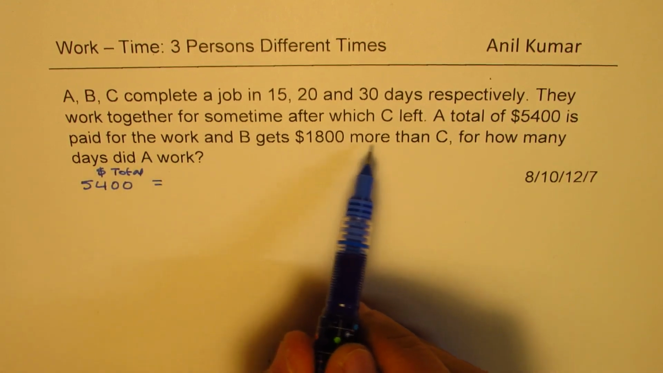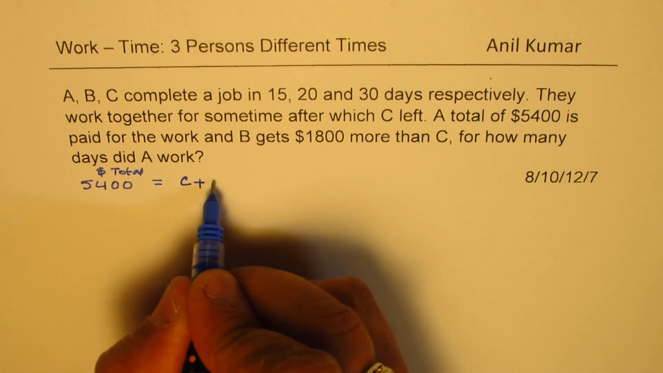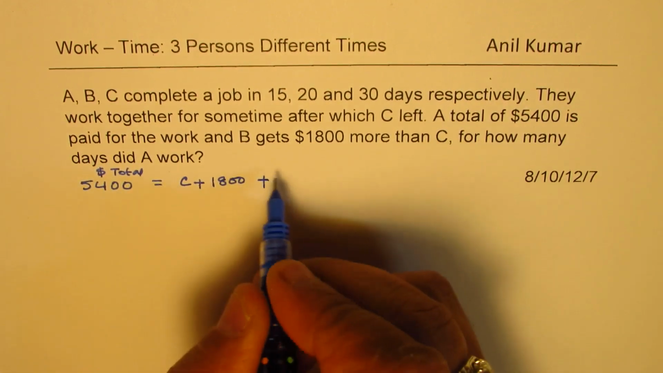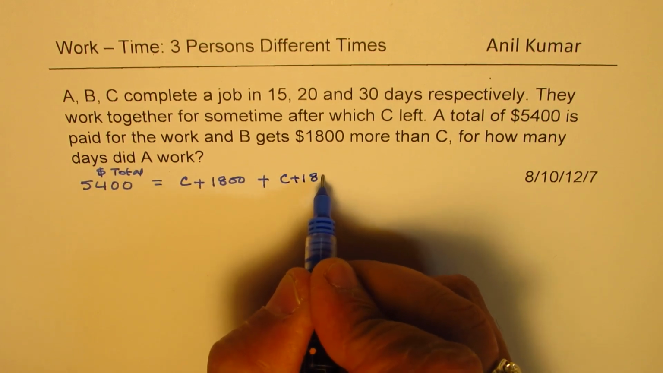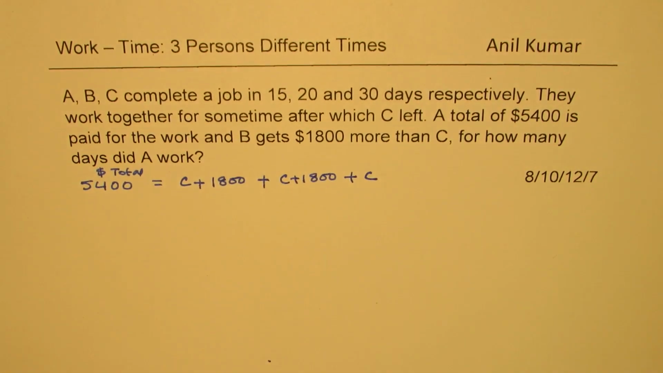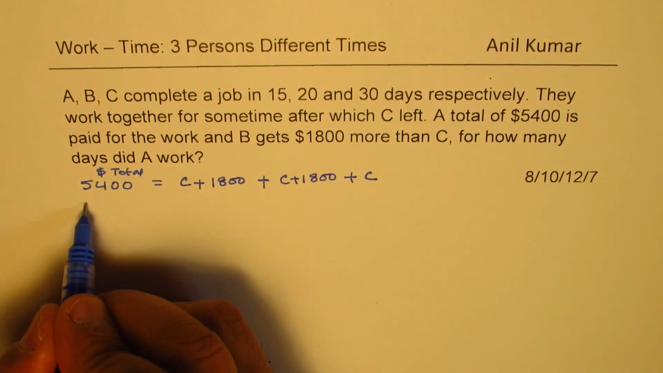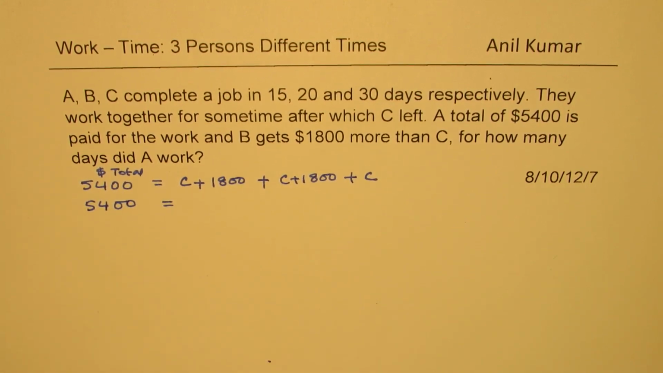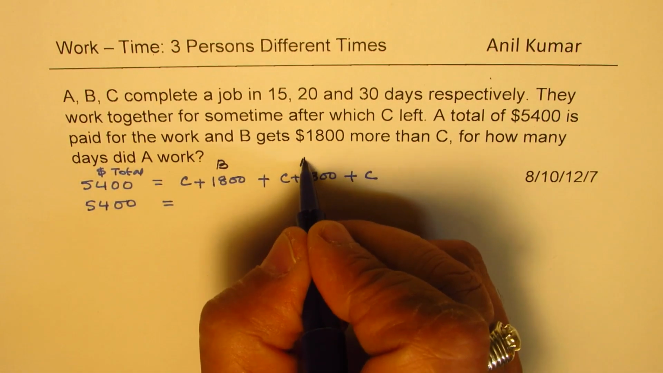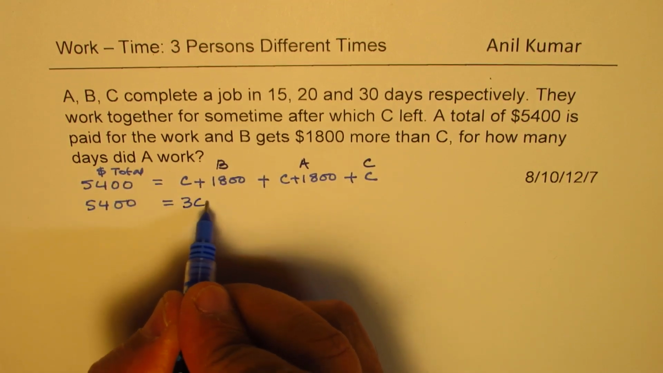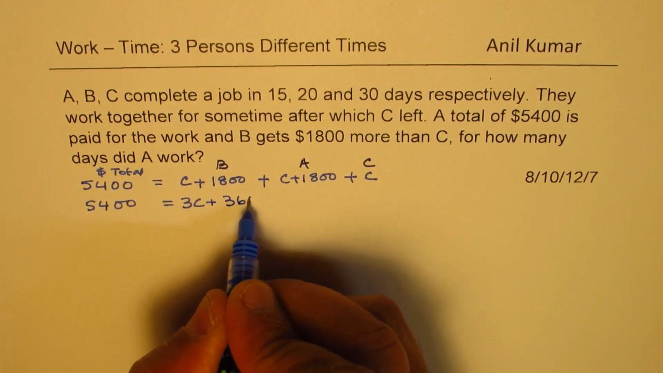B gets 1800 more than C. So C plus 1800 is what B gets. A will also get the same. So C plus 1800 for A and C gets C. Let this be the C amount, right? So that basically means we have 5400. This we wrote for B, this we wrote for A, and this we wrote for C, correct? So when you add them up, we get 3C plus 3600.